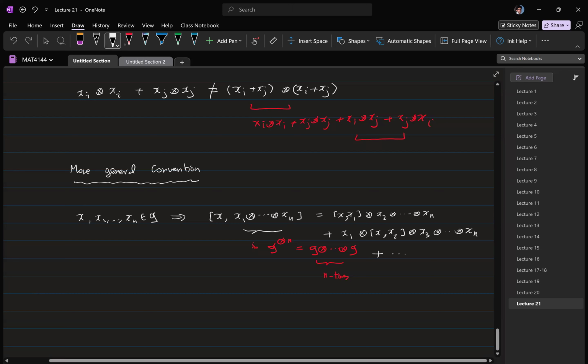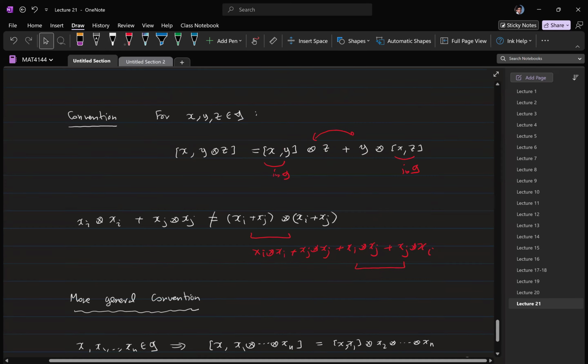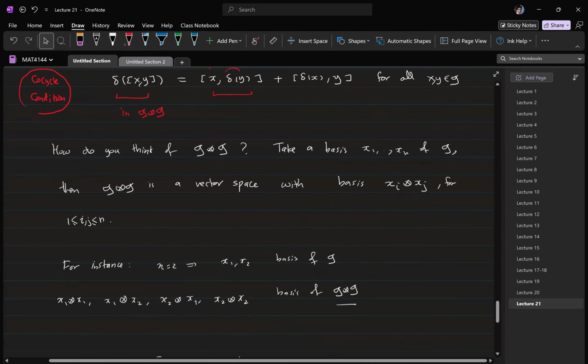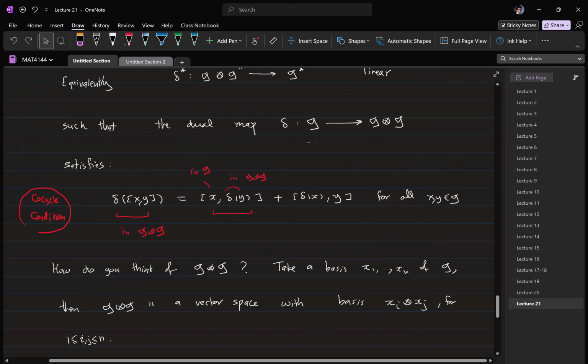And so on and so forth until I get to the last. Okay, so the right-hand side again is an element of this G tensor G, n-fold tensor. Okay, and this relation up here should be understood as such.